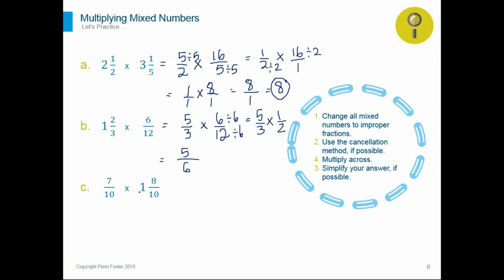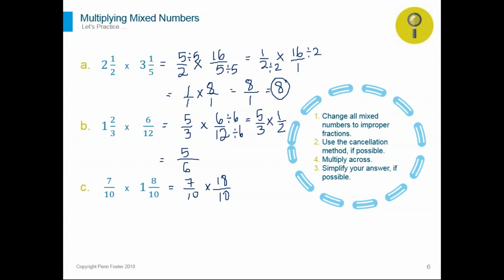Question number C on the screen that you see, 7/10 times 1 and 8/10. Again, we have a fraction and a mixed number, so we're going to rewrite the problem as 7/10 times, and change the mixed number to an improper fraction. 1 times 10 is 10, plus 8 will give you 18 on the top, and 10 will stay on the denominator.